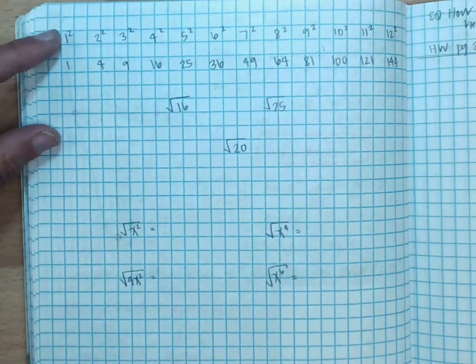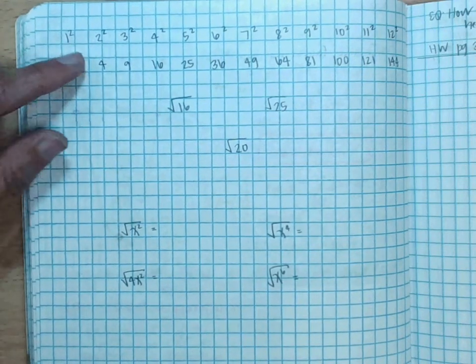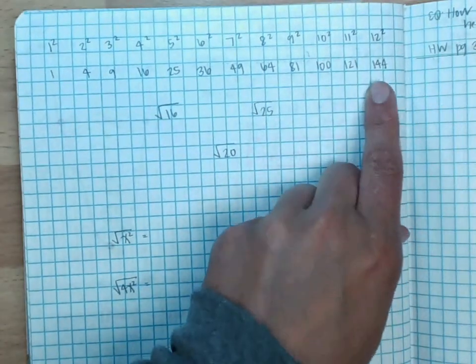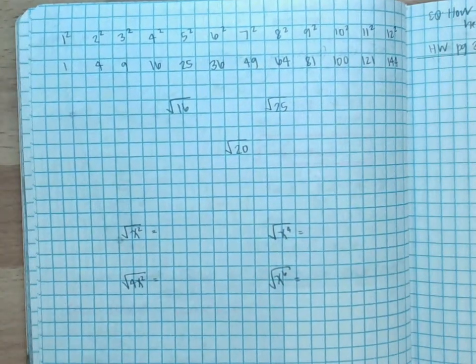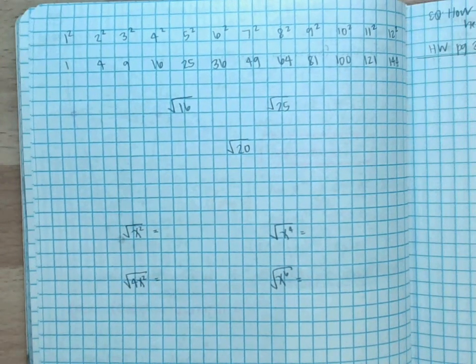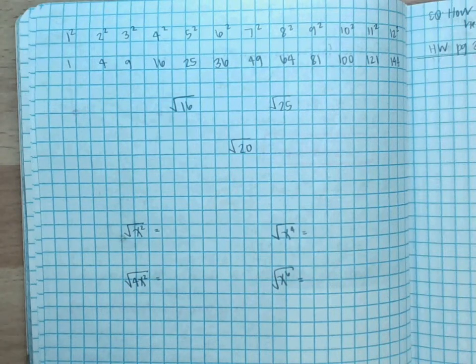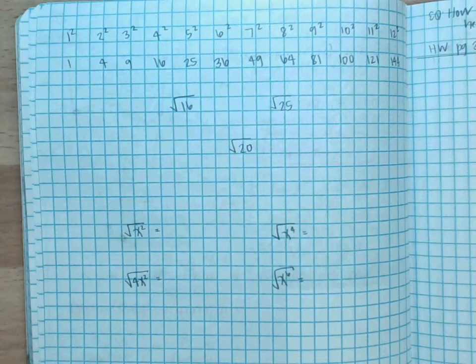So just knowing 1 squared is 1, 2 squared is 4, and so on, all the way up until 12. 12 squared is 144. Now, if you know up until 15, that would be even better. If you don't have them memorized, that's okay, but you will have to use this sheet quite often because you will be looking for perfect squares inside these radicals.